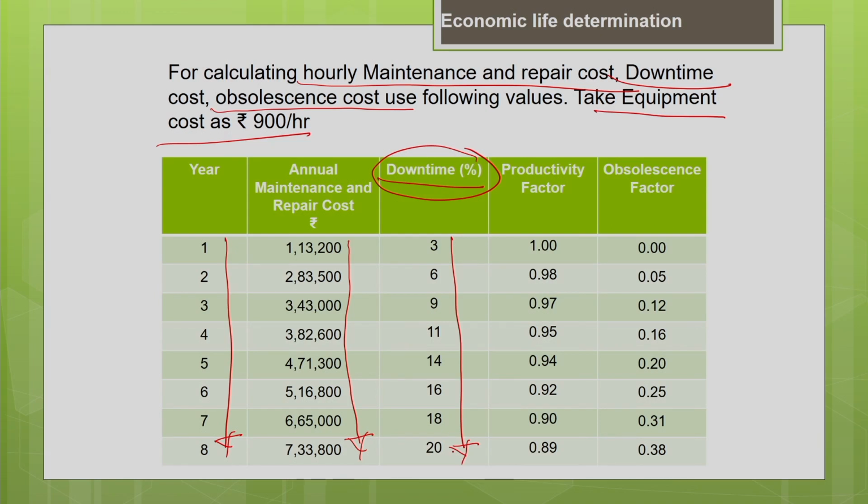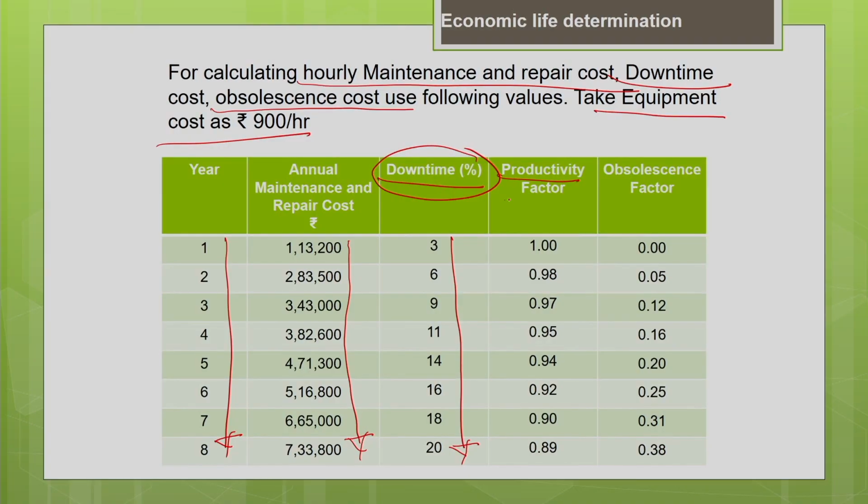Another thing, as I told you, when the machine is not available for the productive job, you will face some loss in productivity. So that productivity factor is also given. Maybe for the first year there is no change in productivity, but from the second year onwards you can see there is a loss in productivity with the increase in downtime. How this loss in productivity results in an increase in the cost of the machine, we are going to estimate in the upcoming slides.